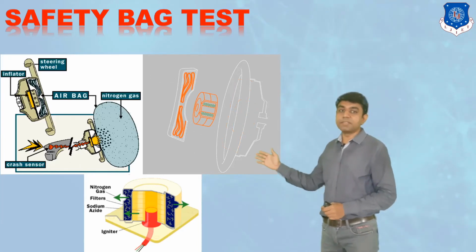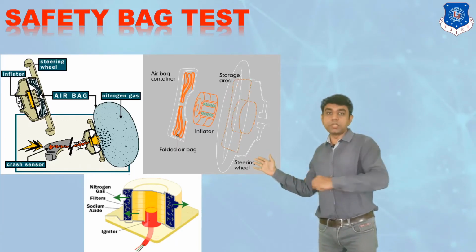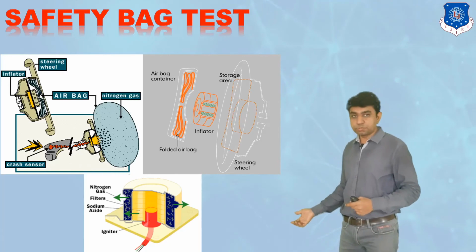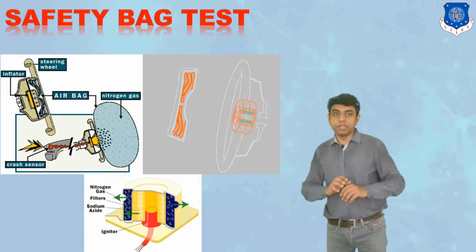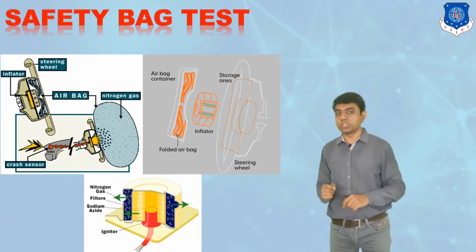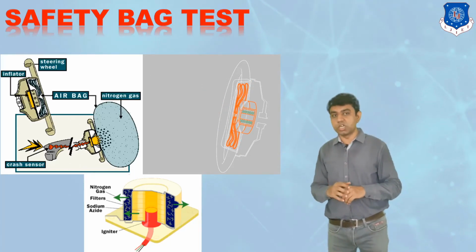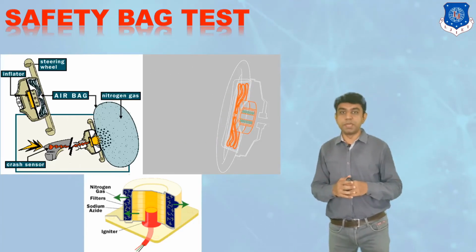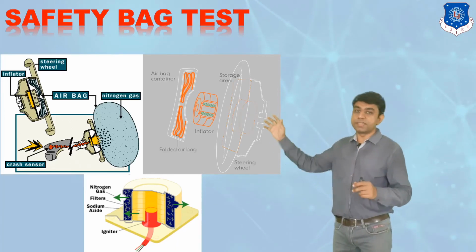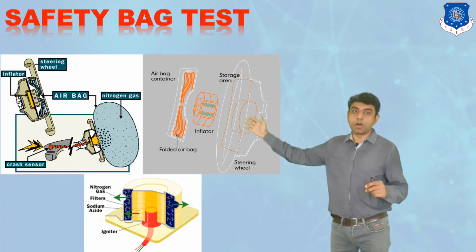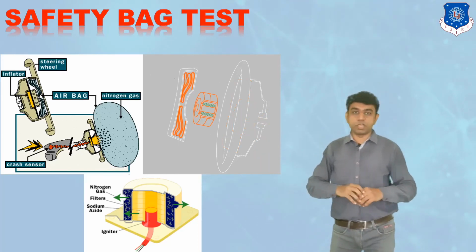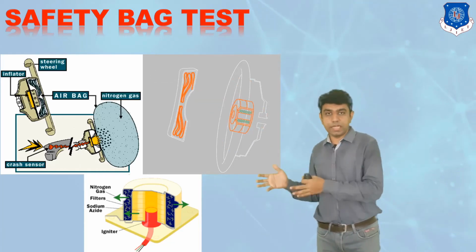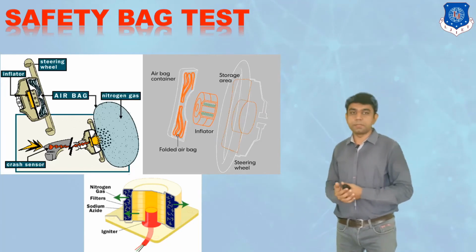Apart from that, we have the crash sensor. The crash sensor gives a signal to the igniter. Whenever there is a crash, the igniter sparks automatically. The igniter sparks and ignites the sodium azide, and it liberates the nitrogen at the very next instant, not even in a second, it happens in a millisecond. The nitrogen fills the inflator present inside the steering horn pad, so the airbag comes out from the horn pad and safeguards the driver, or the co-driver, or nowadays even the rear passenger.